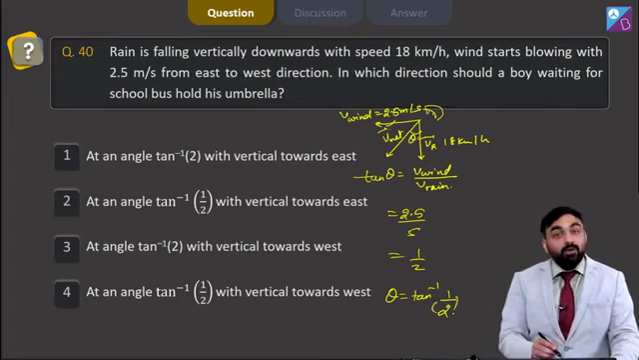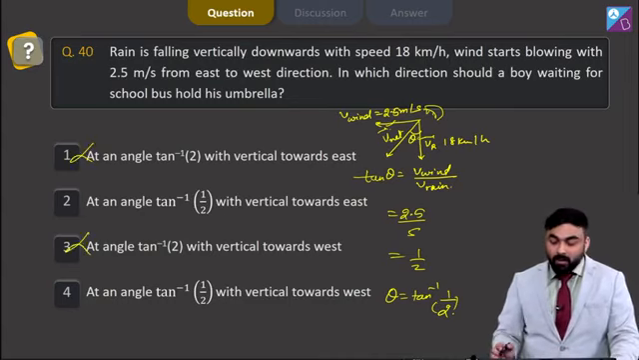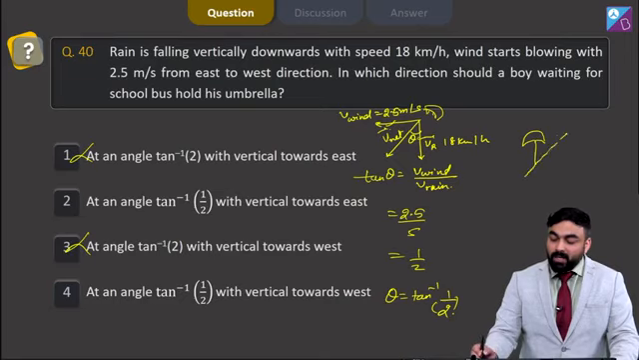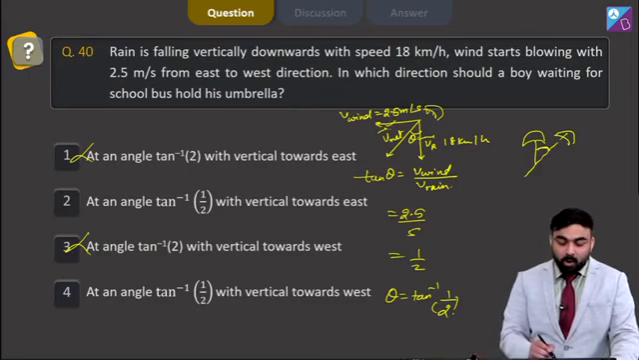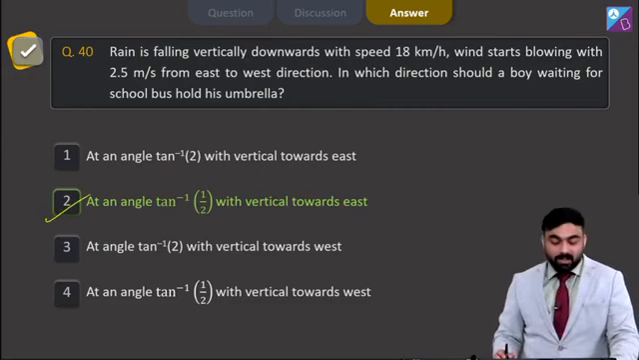Now option number 1 and option number 3 are already eliminated. Now suppose the umbrella was initially in this direction. The boy has to bend the umbrella in this particular direction, so it is in the east direction from the vertical. So option number 2 is the correct answer, which is correct as per our answer slide as well.